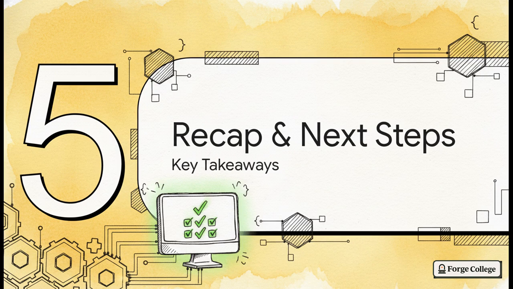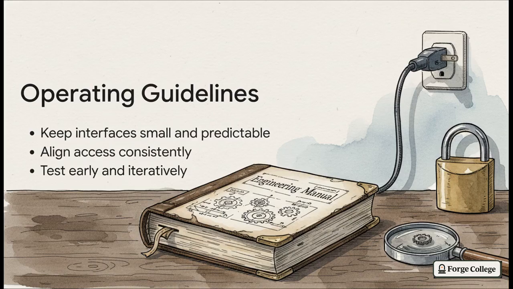Let's jump to Section 5, Recap and Next Steps. I really want you to think of these 3 concrete principles of modular implementation as the essential safety guidelines printed at the very back of an engineering manual. Number 1, keep interfaces small and predictable. Your royalty function shouldn't care about the marketplace's fee policy at all. It should literally just return the receiver and the amount.